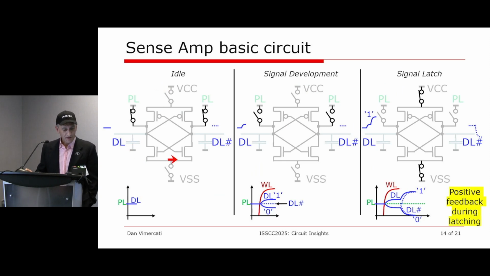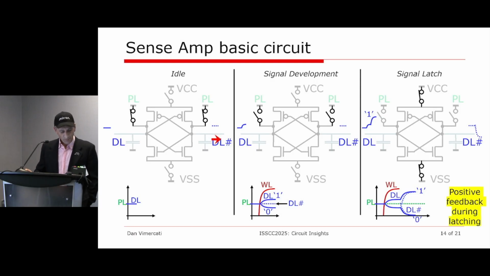This configuration, I believe you may know it well. It's just two inverters, one feeding the other, so it's a latch. But it has power supplies in this case. Power supply switches, this one and this one. And also it has two additional switches which are connected to the digit line and to the digit line bar, as you saw in the first talk.